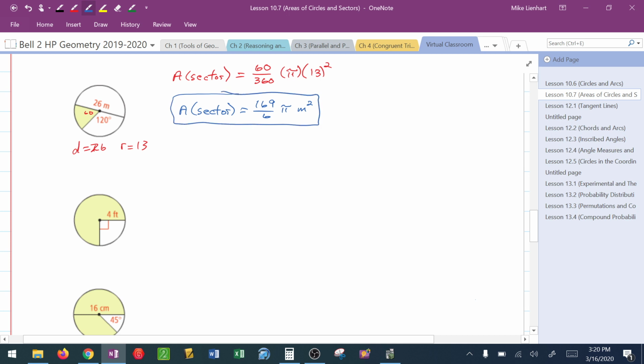So let's say you don't have a graphing calculator. No problem. I've got to adjust this 60 over 360 to 1/6, and the 13 squared to 169 over 1. 1/6 times 169 over 1 is 169 over 6. Still get the same answer.